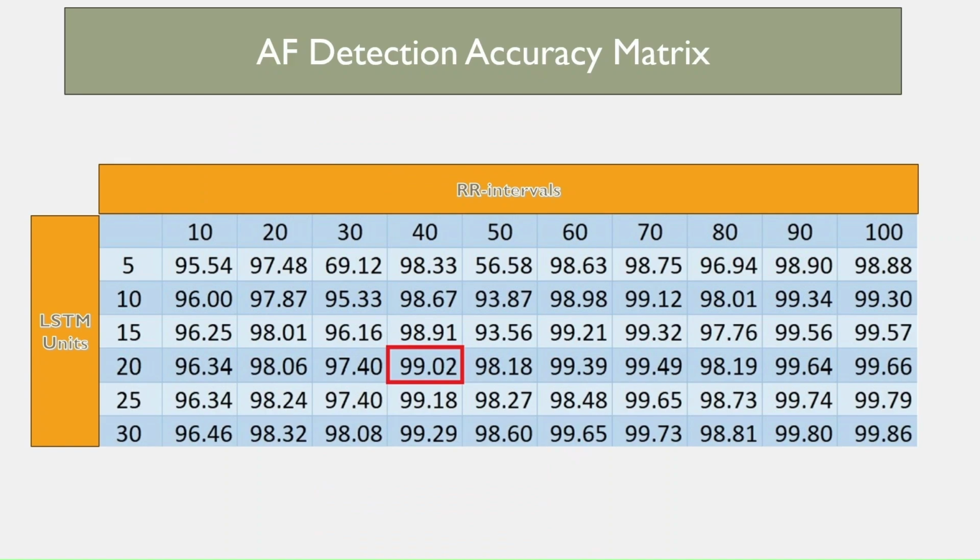Here we have the AF detection accuracy matrix for the LSTM model that we chose. We found out that a matrix of 40 RR intervals and 20 LSTM units was sufficient to achieve an accuracy of 99.02%.